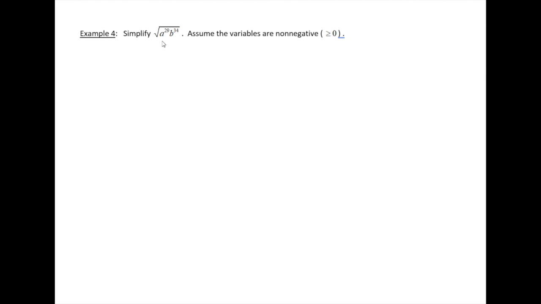Here's an example where we have variables with large exponents. So the alternative method would not be the best choice for this problem. Let's try the shortcut. Remember that we want variables with exponents that are multiples of 2. b to the 34th power is a perfect square because its exponent is a multiple of 2. a to the 29th power is not a perfect square because its exponent is not a multiple of 2. And that means we'll have to factor out one factor of a.